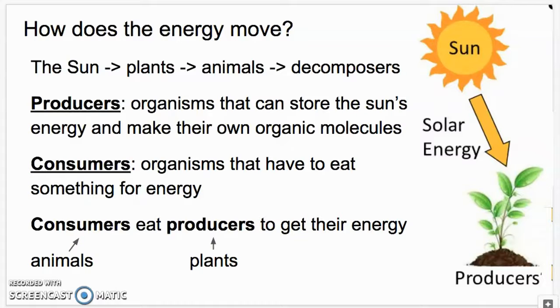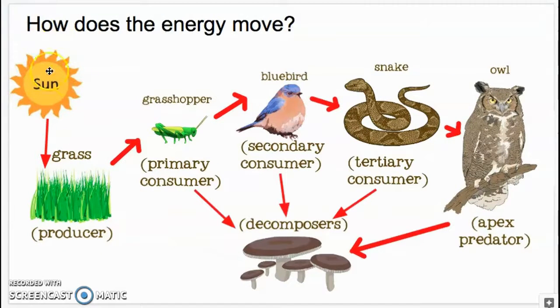So how does the energy move? First, energy starts off in the sun. It's captured by producers like grass through photosynthesis. The grass might be eaten by the grasshopper, so the grasshopper gets the energy. The bluebird eats the grasshopper, it gets its energy. The snake eats the bluebird, the owl eats the snake, and then all of these can decompose, so their energy can go to the decomposers.